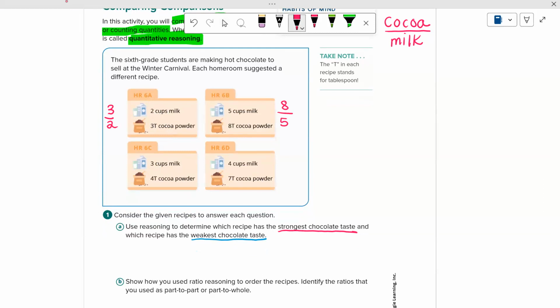Cocoa to milk is 4:3 for homeroom 6C, and 6D is 7:4. Whoa, so there are multiple ways that you can find common denominators with 4 fractions. We can multiply all of our denominators together and get one big number, okay?